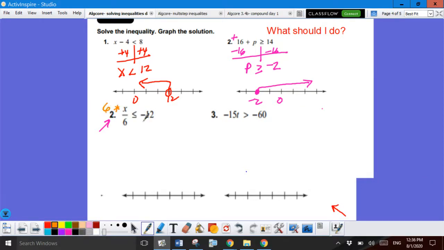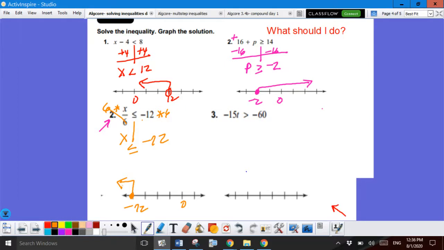I need to move the 6. So I am multiplying by 6. So this is gone. x less than or equal to negative 72. So 0, negative 72. It is a closed circle to the left.